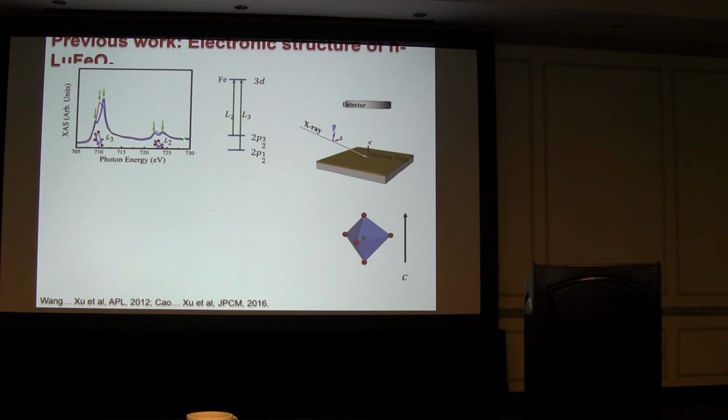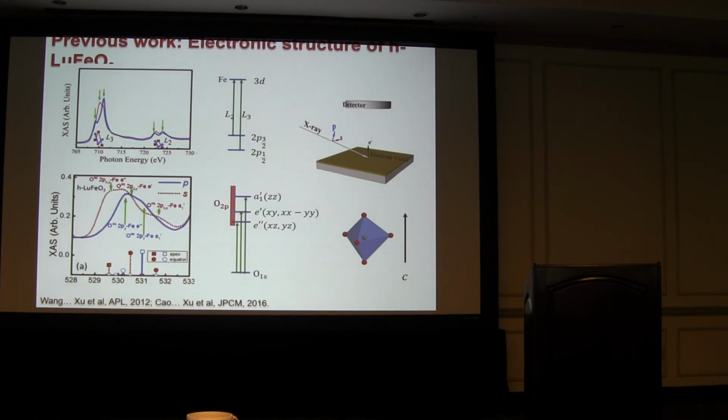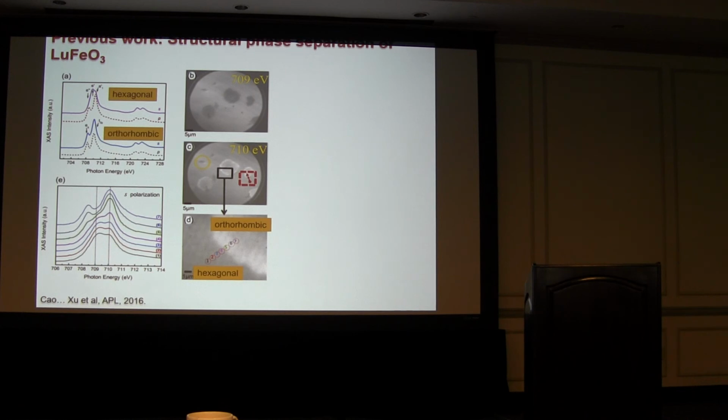This is the iron L3 edge, basically exciting an electron from the core 2p level to the valence 3d level. And we also see the same or similar huge dichroism in the oxygen K edge. So we excite from oxygen 1s to 2p, and with two different directions of X-ray polarization, you get very, very different spectroscopy. And it turns out those studies are very useful.